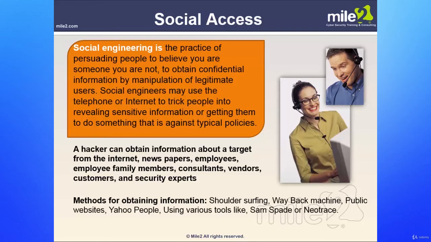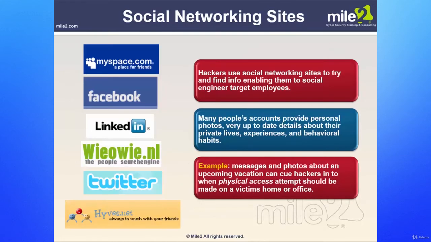The methods for obtaining information, again, this might be good to know: shoulder surfing, the Wayback Machine, as in archive.org, public websites, Yahoo People, and various tools like Sam Spade or NeoTrace, for example. Some social networking sites you may have heard of before are MySpace, Facebook, LinkedIn, and so forth. Hackers generally use social networking sites to try to find info enabling them to social engineer your target employees.